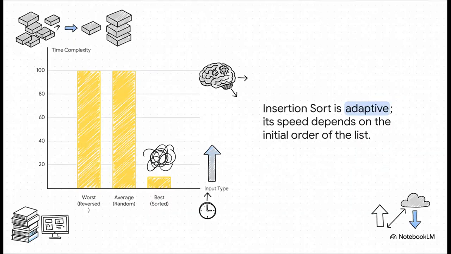Okay, now this is where insertion sort gets really, really cool. It's adaptive. What does that mean? It means its speed totally depends on how sorted the list already is. If you give it a list that's already pretty much in order, it just zips right through. We call that linear time, or O of n, which is incredibly fast. But if you give it a list in perfect reverse order, the absolute worst case scenario, it grinds to a halt, because it has to shift every single element for each new item it adds.